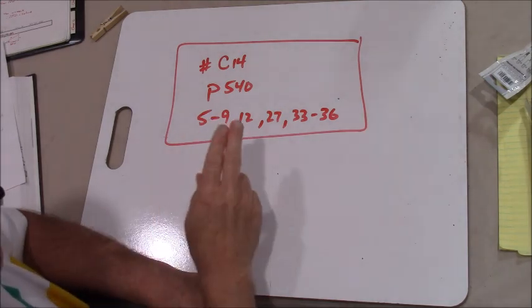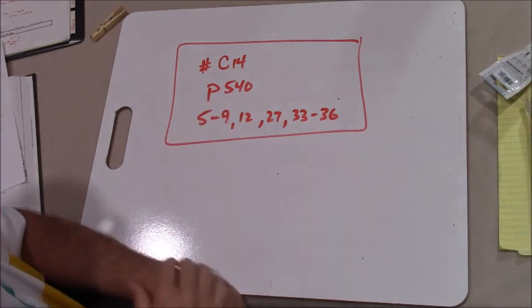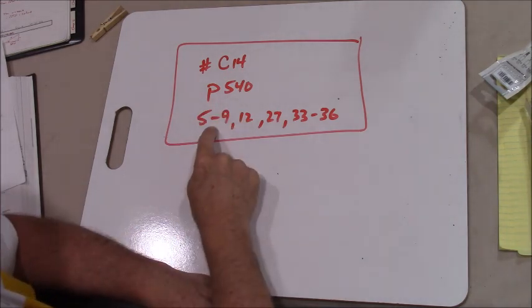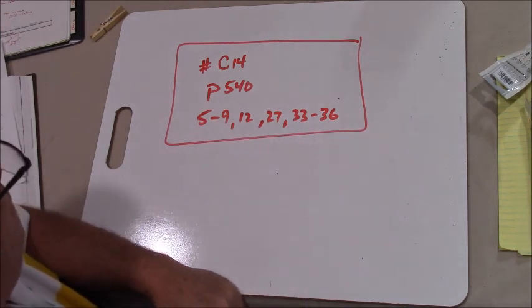Alright, so here's our assignment for today. Number C14, we're going to do page 540, 5 through 9, 12, 27, and then 33 to 36.